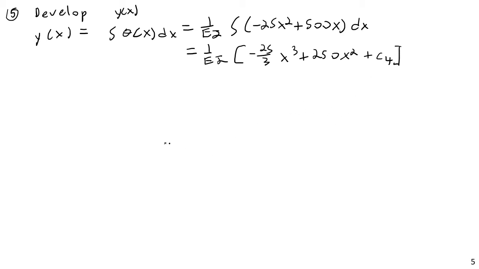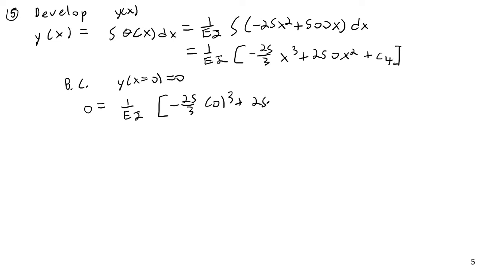Plus C4. So, boundary condition. Now we do need a boundary condition, and because this is a fixed support, we can simply say that y at x equals 0 is equal to 0. And so then 0 equals 1 over EI times negative 25 over 3 times 0 cubed plus 250 times 0 squared plus C4, which leads us to C4 equals 0. And so, therefore, I can get my final y as a function of x equation.